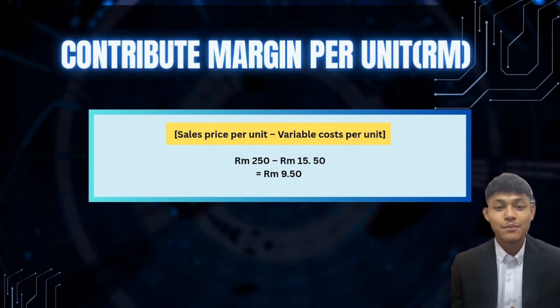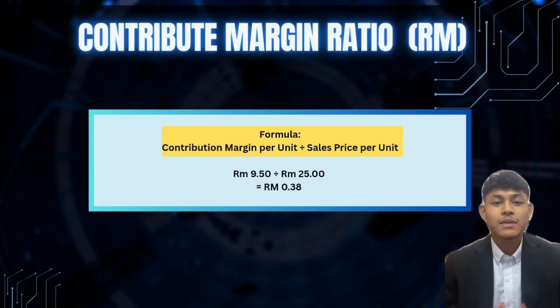We move to the next step. The contribution margin ratio reveals what percentage of each sales ringgit is available to cover fixed costs and generate profits. It's calculated by dividing the contribution margin per unit, 9 ringgit 50 cents, by the sales price per unit, 35 ringgit, giving us a ratio of 0.38 or 38%. This means 38% of every sales dollar contributes to fixed costs and profits, making it a powerful indicator of a product's profitability and the company's operational efficiency.